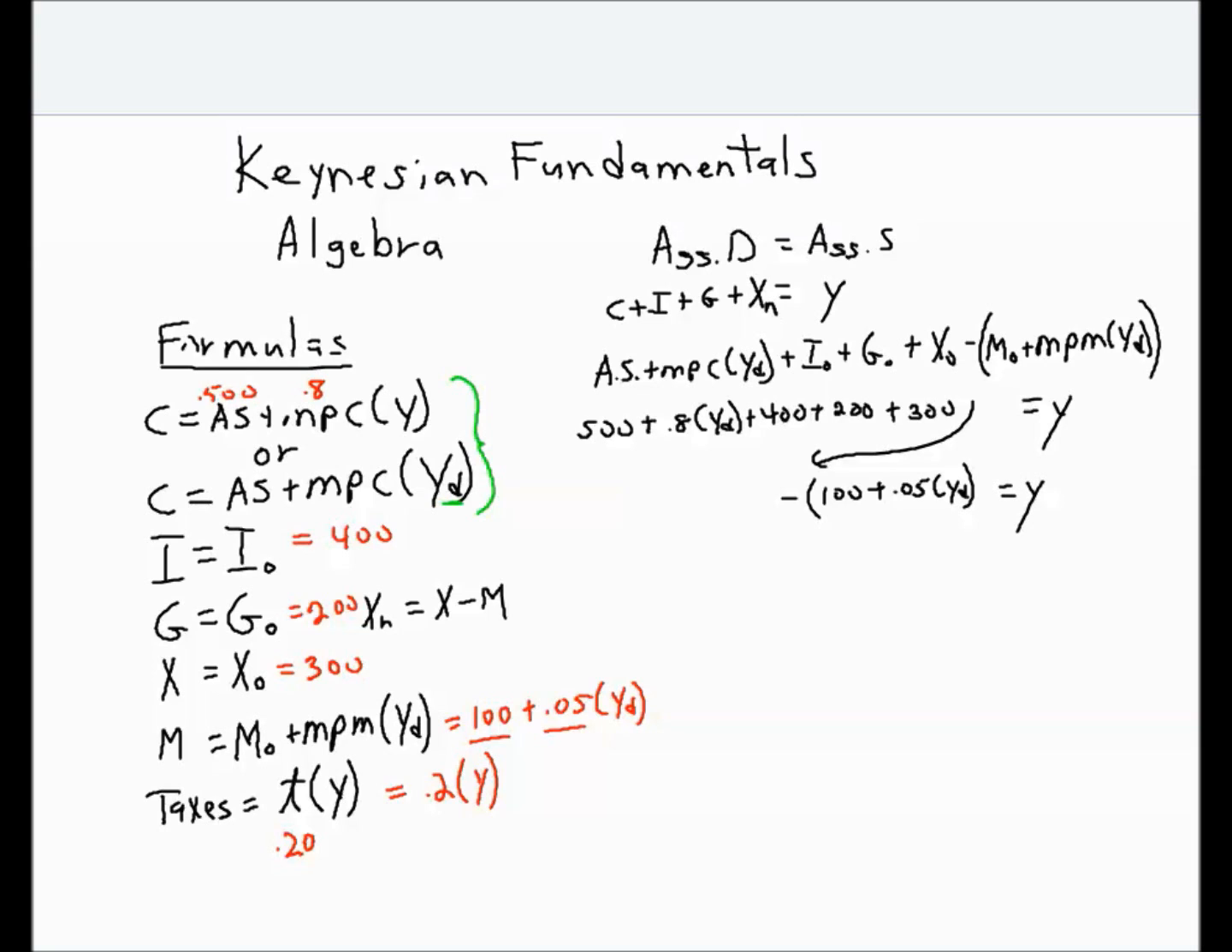Now let me try to clean that thing up. The first thing I'm going to do is add up all my whole numbers. So I have 500 plus 400 plus 200 plus 300 minus 100. So I get 1300. I hope you got that. So that's 1300. That's just adding up all my whole numbers. Plus 0.8 times YD minus 0.05 times YD equals Y.